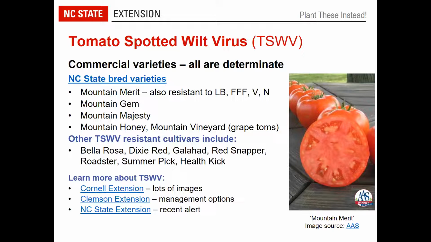There are other ones out there. I've listed the ones that I found in seed catalogs. So there's more than what's actually listed here, but I was looking in seed catalogs that home gardeners typically would order from and found things like Bella Rosa and Galahad and Health Kick. So those are some that you can find in the market to order. And I've also listed some references here to learn more about tomato spotted wilt virus and see different pictures of what it looks like, which when you go to the slide archive, you can click on those links.